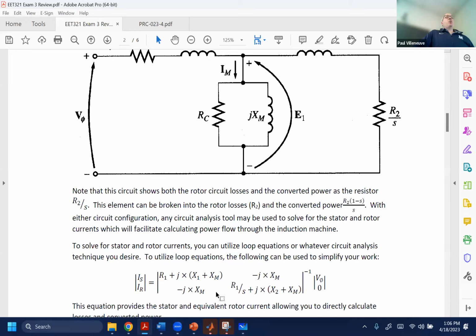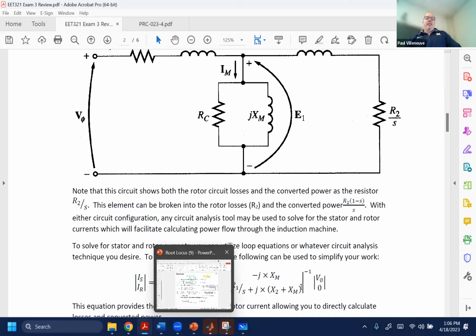If I want to get max torque, we know that our max torque is when we have max power transfer. So that's when our maximum power is going from our stator to our rotor. And we were able to develop that equation that way. So that will give you direct calculations. But if you want to do this approach with MATLAB, this is fine.